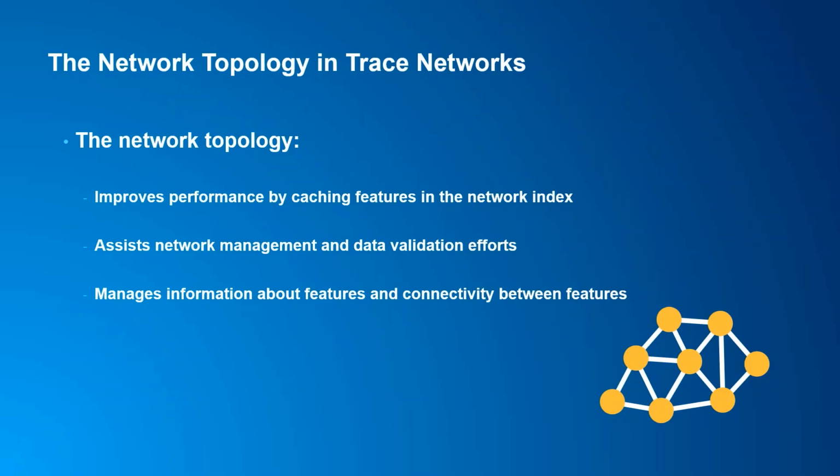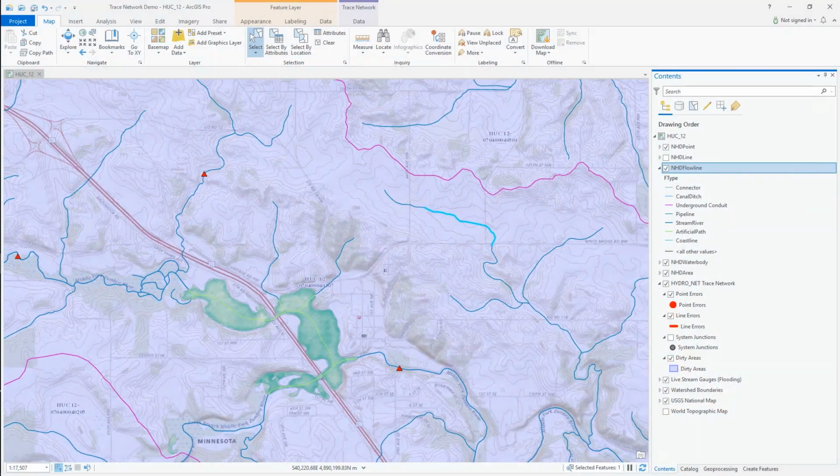The network topology manages information about features and their connectivity in the network. This information is stored in a graph persisted as binary pages, which allows analytic functions to read and process information about the network more efficiently. Let's take a look at a trace network in ArcGIS Pro to better understand what this means for editing workflows. In my map here, I have a trace network with a disabled network topology.